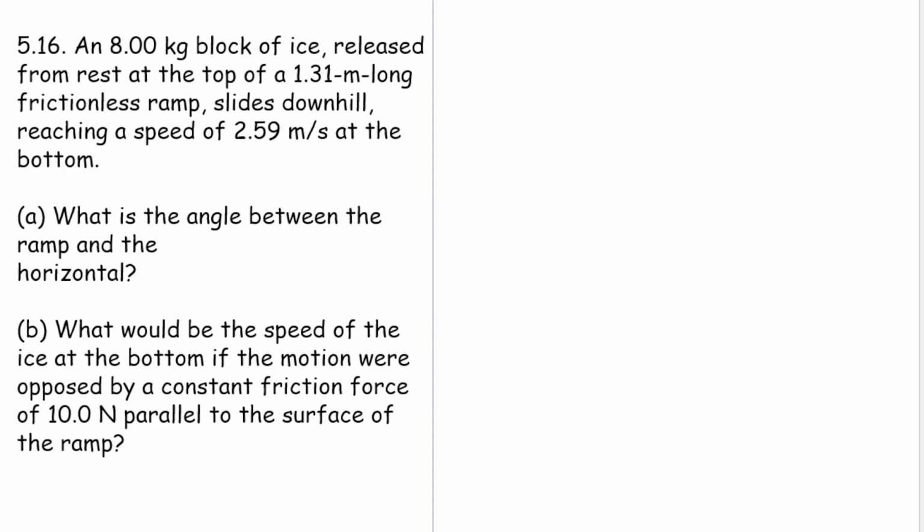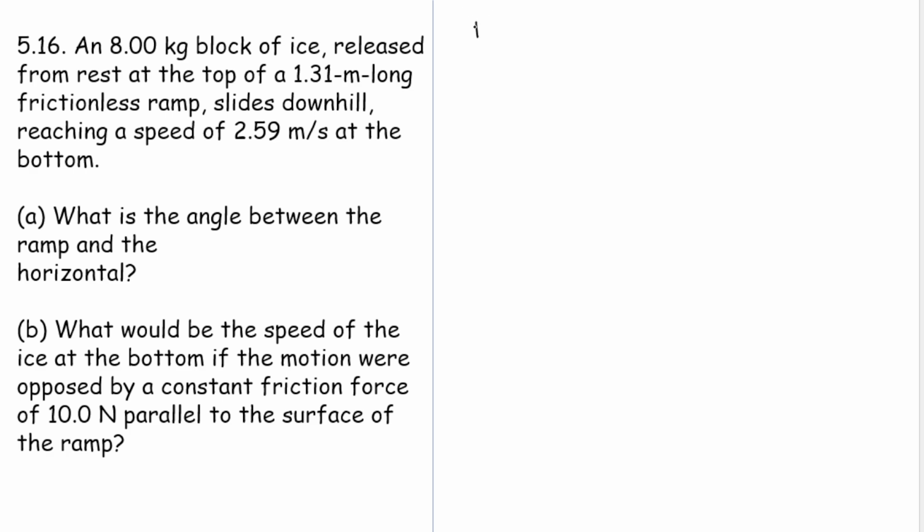Let's read the problem first. An 8-kilogram block of ice is released from rest at the top of a 1.30-meter long frictionless ramp, and it slides downhill, reaching a speed of 2.59 meters per second at the bottom.